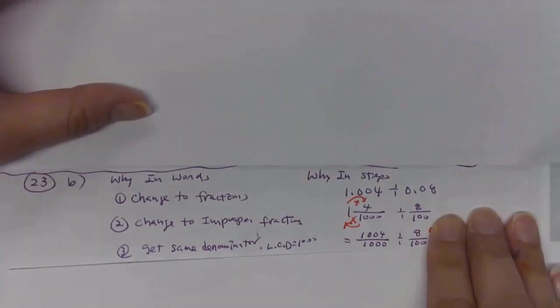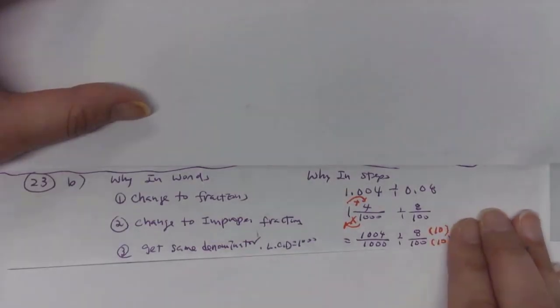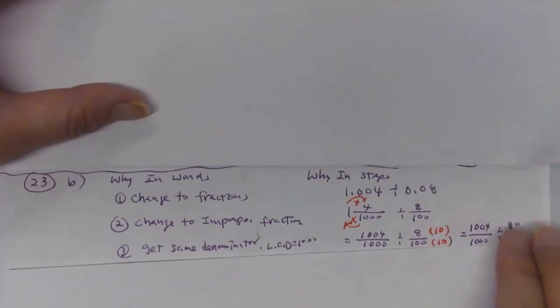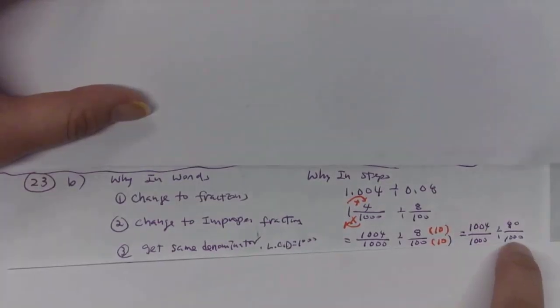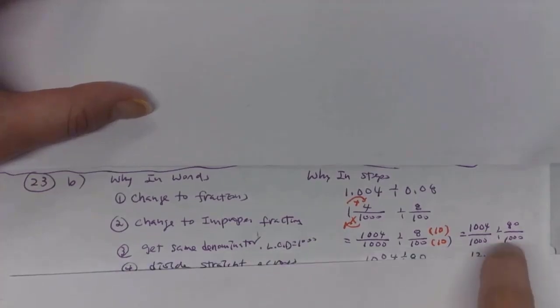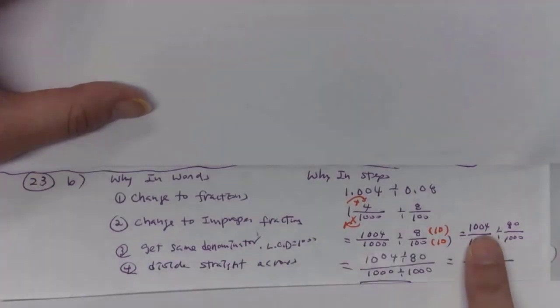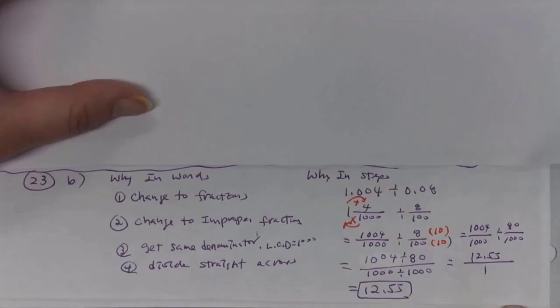8 over 100. The lowest common denominator is 1,000, so the second fraction needs to be multiplied by 10 over 10 to get to that same denominator. Once we have the same denominator, we can divide straight across like this to get the denominator equal to 1, and the top would be 12.55, so the answer is 12.55.